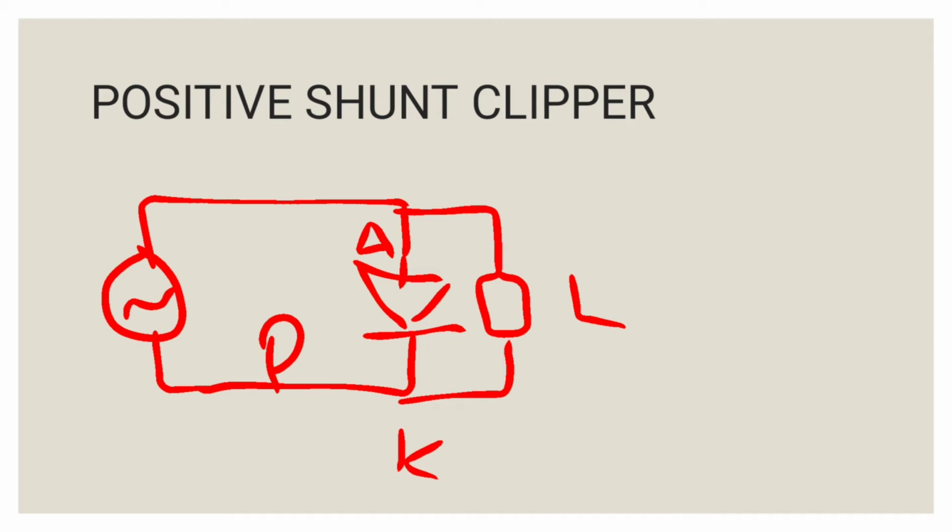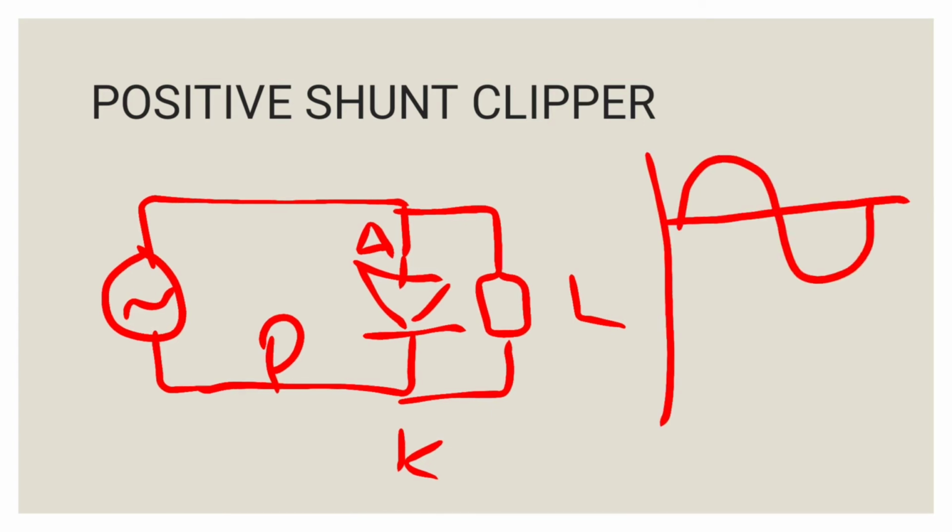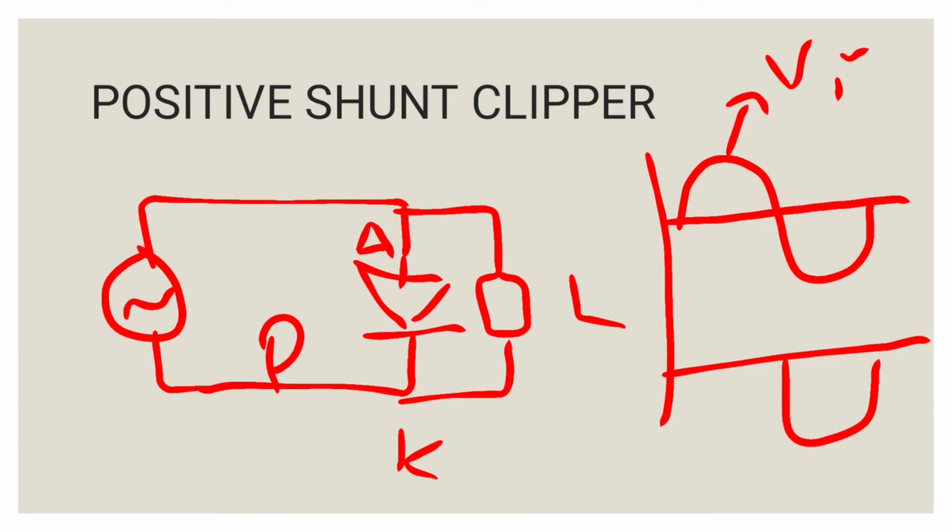Let's see the output of the positive shunt clipper. This is the input signal and this is the output. In the positive half cycle, there is a closed condition, so there is no output in the positive half cycle, but in the negative half cycle, whatever signal is applied to the input of the clipper will appear across the output. This is the output of the positive shunt clipper. Then we go to the next clipper, the negative series clipper.